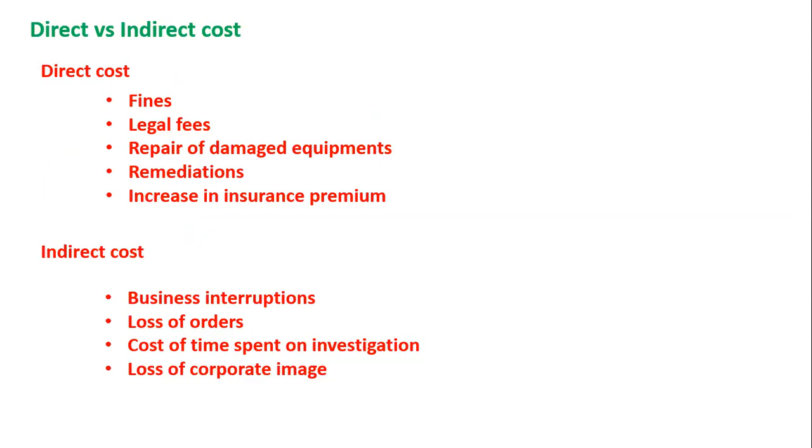So now the financial reason can be categorized into direct versus indirect costs. Direct costs include fines, legal fees, repairs of damaged equipment, remediation, and increases in insurance premiums. Indirect costs may include business interruptions, loss of orders, cost of time spent on investigation, and the loss of corporate image.